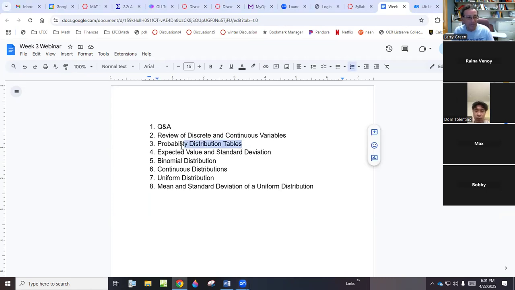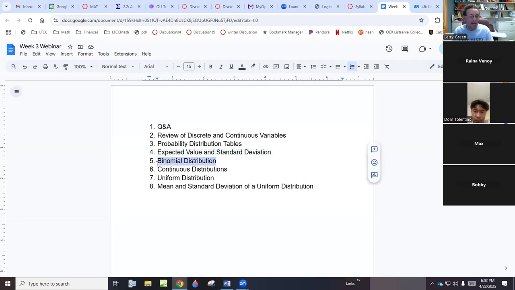Then we'll talk about probability distribution tables, how to create a table of values and probabilities. Then we'll get into the expected value and the standard deviation for a discrete distribution. Really important, comes up in lots and lots of applications.